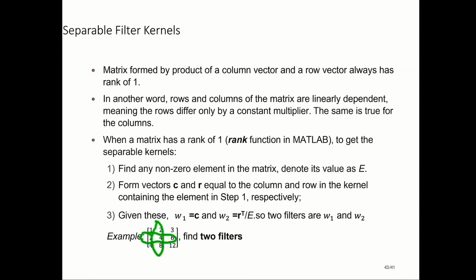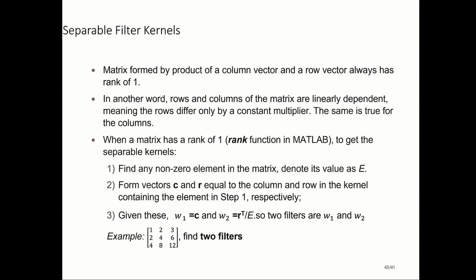Then, if the element is nonzero in the matrix, you notice that it is E. So here 4 is E. Then find vectors C and R equal to the column and row containing that element. That element should be there. So the only choice I have is these two. But there is another option: if you select any other number, the same procedure will be repeated, but the rows and columns will be different. So let's say I selected this column and this row, right? My W1, which is the column vector, will be that column, the same 2, 4, 8. W2 will be R transpose divided by E. So this divided by 4.